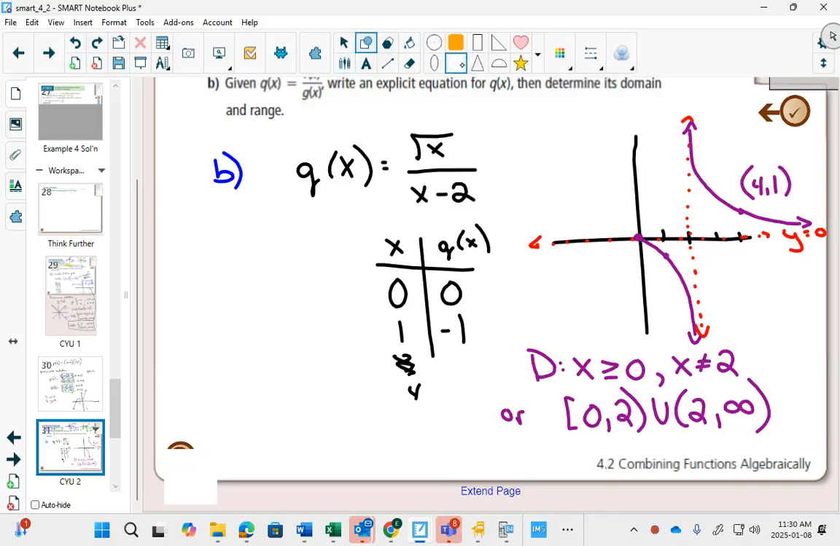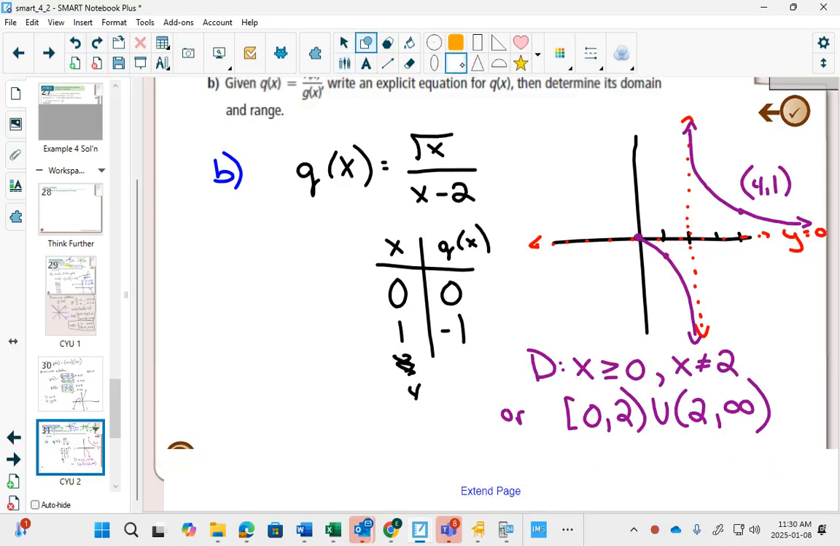And our range is kind of messed up. This is why our range is kind of messed up. You look at it, your range is everything. Is that a little messed up? Because it has that asymptote in there, and it's not connected, but it's still everything.